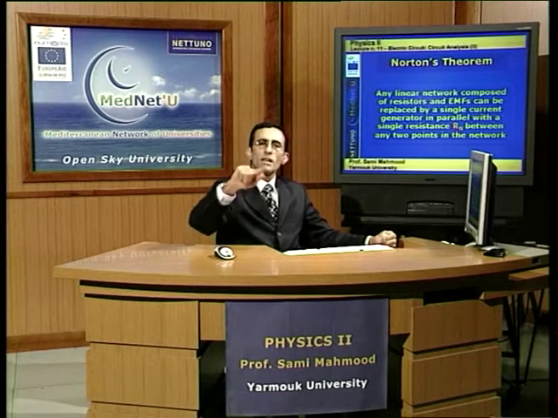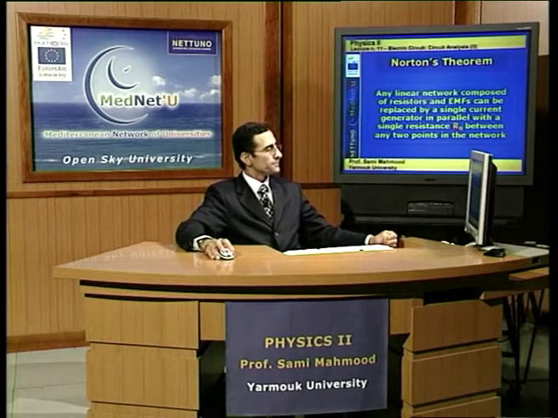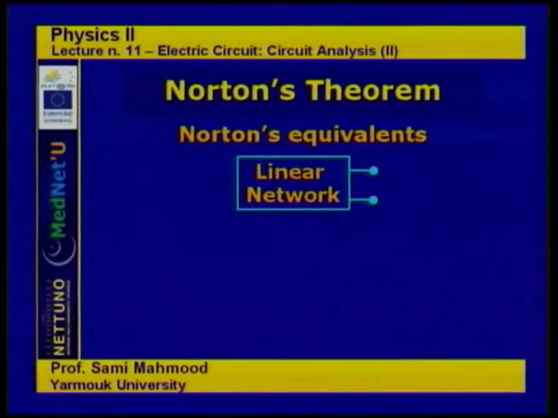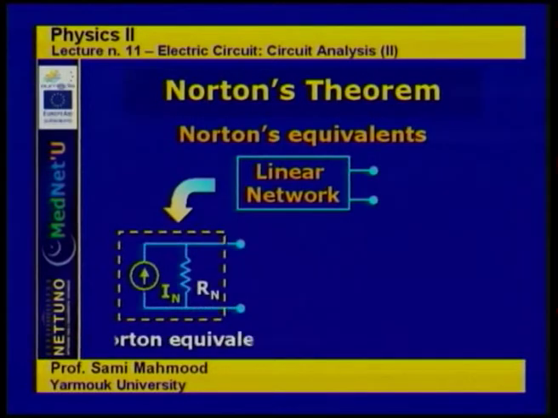Then we can determine the circuit properties this way. So what do we have? We have a box in general for the equivalence. We have a box of linear network consisting of linear ohmic resistances and electromotive forces and current generators. And this can be replaced in the Norton's theorem by Norton's equivalent, which consists of a box, of course. Inside the box there is a current generator providing I sub n and a resistance in parallel, R sub n, Norton's equivalent resistance.